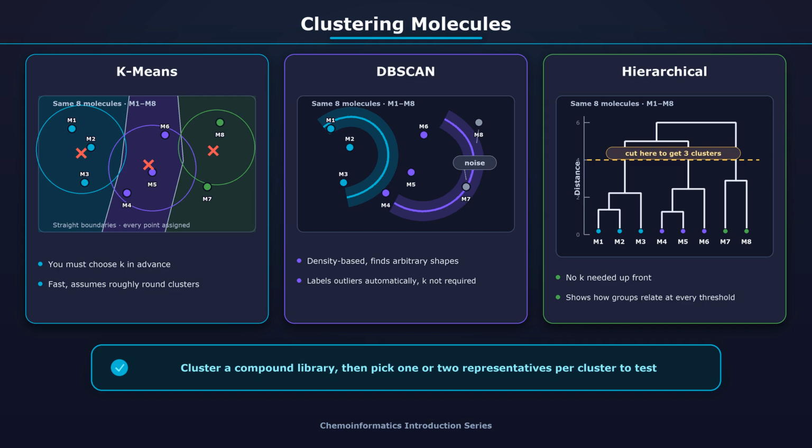Hierarchical clustering builds a tree of relationships, showing how molecules group at different similarity thresholds. A common workflow is to cluster a compound library, then select one or two representatives from each cluster for testing. This ensures diverse coverage of chemical space.